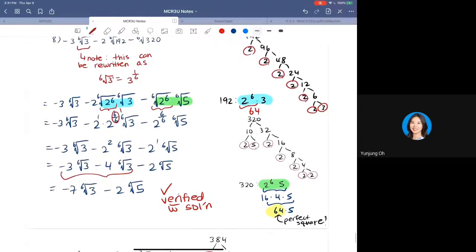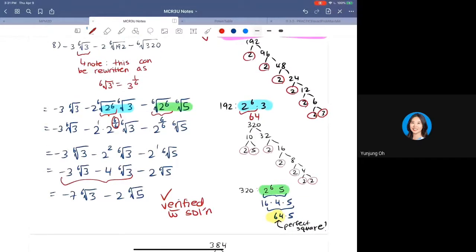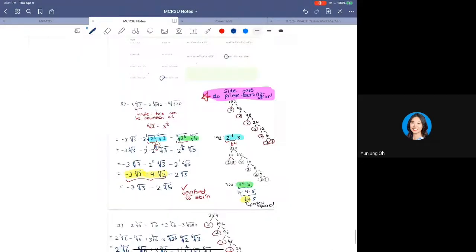Then I'm noticing that there are like terms, so I'm collecting those. I have to make sure that when I'm combining radicals, they have the same radical sign. So it's both the 6th root of 3. Then I just add the coefficients. And so that is my final solution for 8.